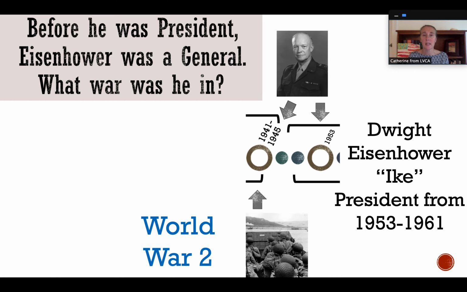Before he was president, Eisenhower was a general. What war was he in? This question wording is a little confusing. So first, we need to establish that in 1953, Dwight Eisenhower, who was known by the nickname Ike, began serving as president. He had been elected in 1952, so he started serving from 1953, and he finished in 1961, so he served 2 terms. But before he was elected president, he became famous and popular in the United States because he was a successful general leading our troops in World War II.